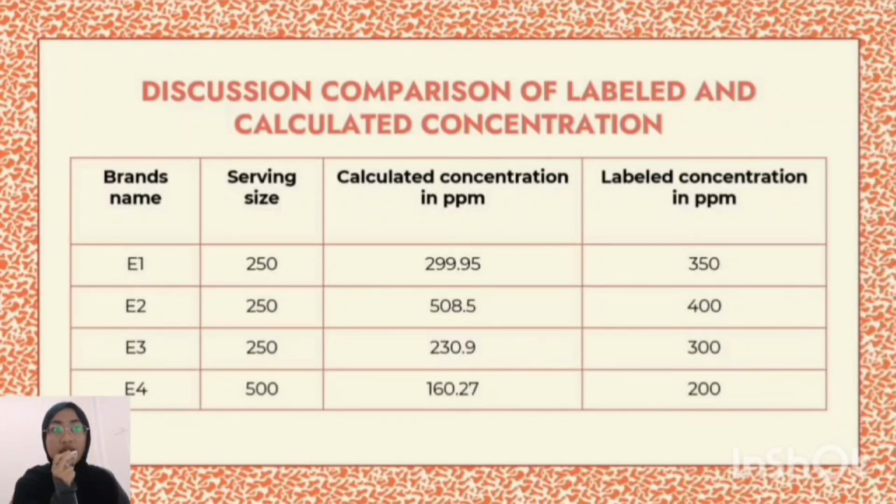For energy drink 4, the caffeine content was less than what was indicated on the label, which is 200 mg of caffeine per 500 ml as opposed to 160.27 mg.